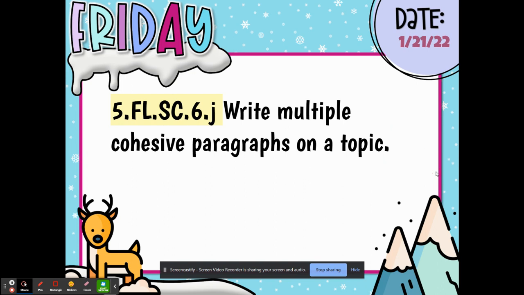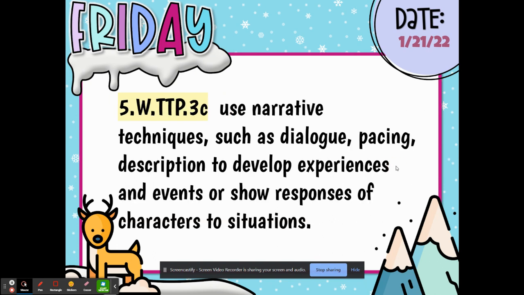So quickly, these are your standards for today. We're going to write multiple cohesive paragraphs on a topic. Cohesive just means that they run smoothly together. They make sense. They're not choppy. In our other standard, we're going to use techniques such as dialogue. That's when characters are talking and you use quotations around when characters are talking. Descriptive events, and just make sure that all of your events and characters and settings are realistic because we are in the genre realistic fiction.